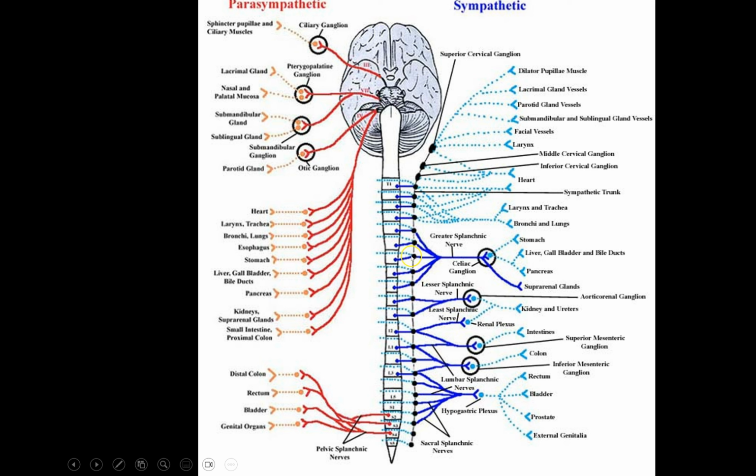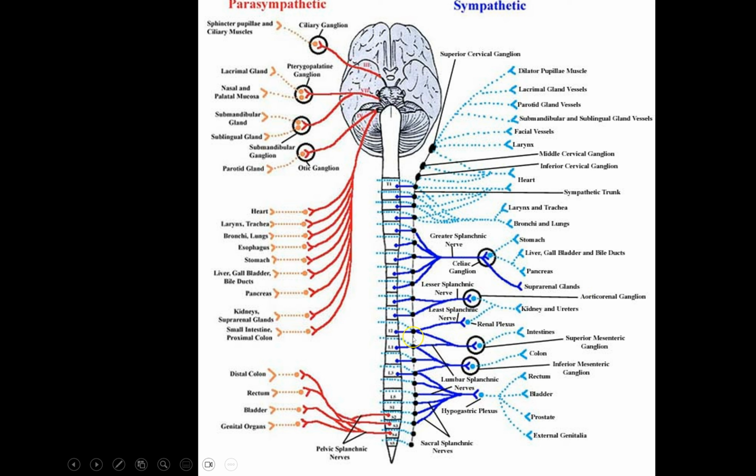sympathetic segments, dorsolumbar, reaching the celiac ganglion, supplying the stomach, liver, gallbladder, pancreas, suprarenal, what we call the greater splanchnic nerve. Then from the upper dorsal, or dorsal 5 to 10, here dorsal 11 and 12, we get the lesser splanchnic, aortorenal, and supplying the ganglion, supplying the kidney and ureter.